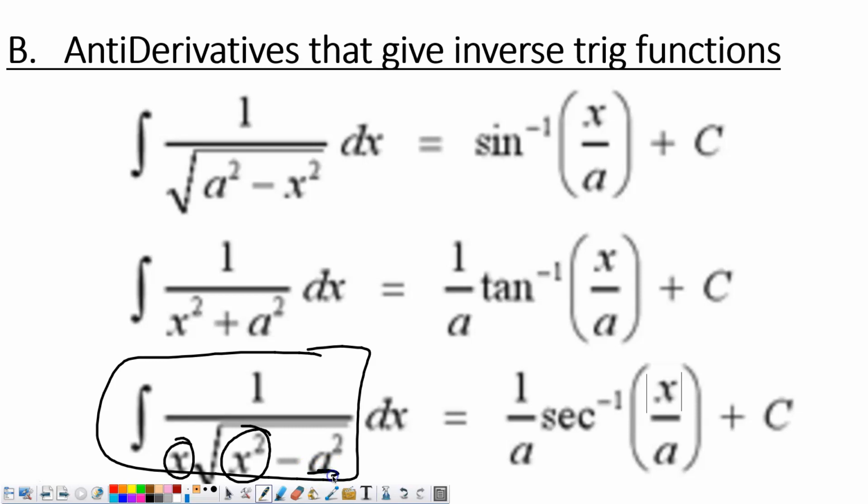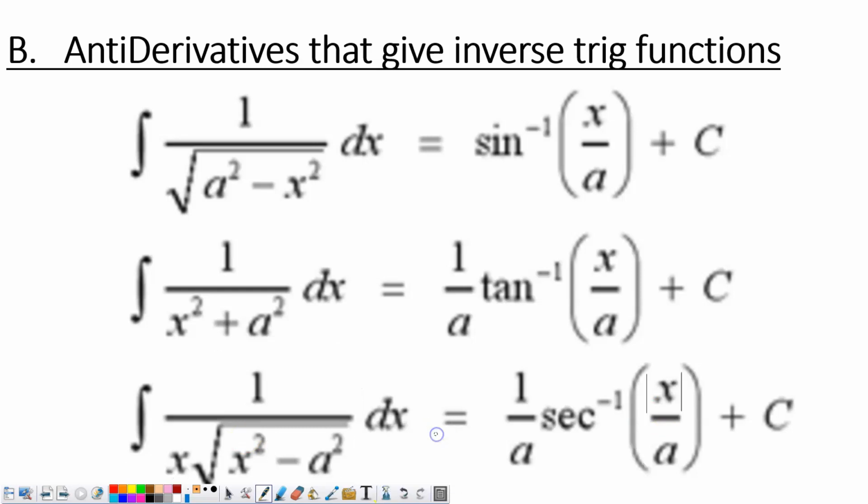And then you have some number here. That's going to be an arcsecant. And like the tangent, it has a 1 over a. But whenever you do the integration, you are going to take the absolute value of the x value here when you plug it in. Okay? And we'll leave it at that. But those are your formulas for the other ones.